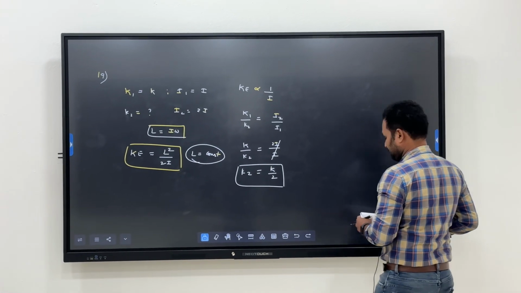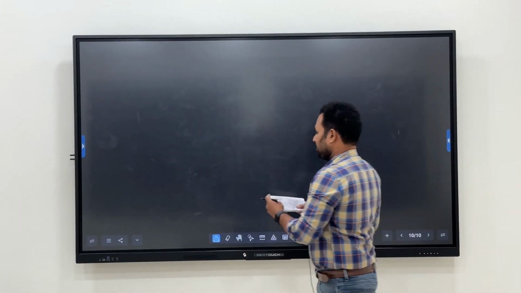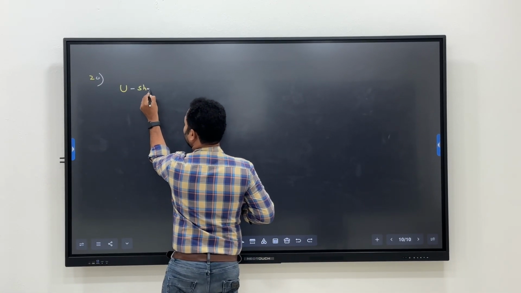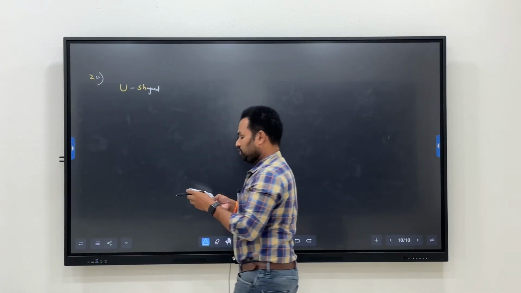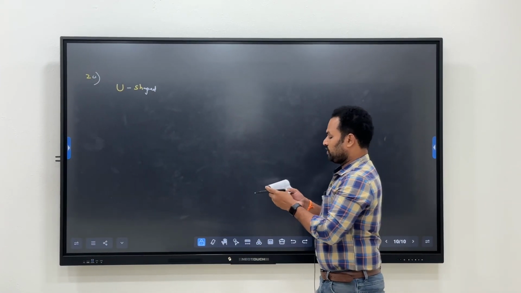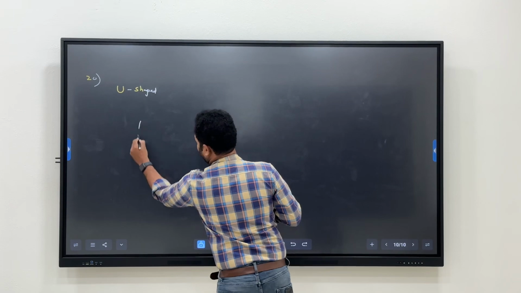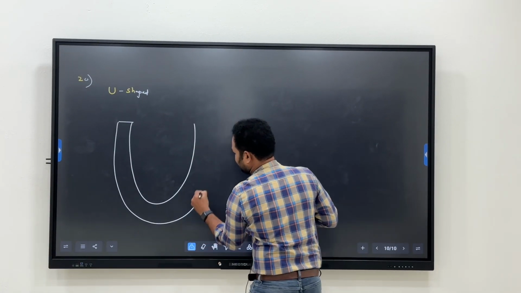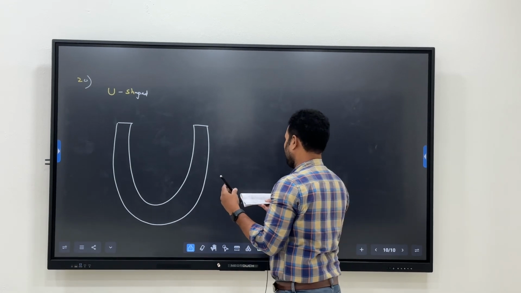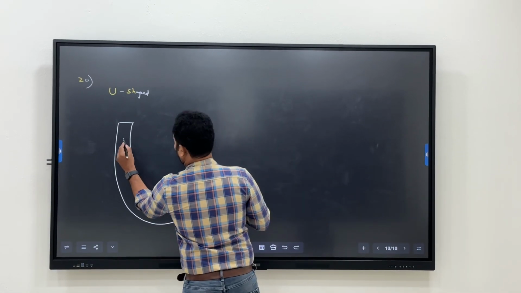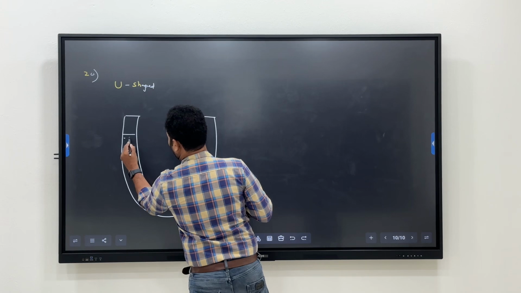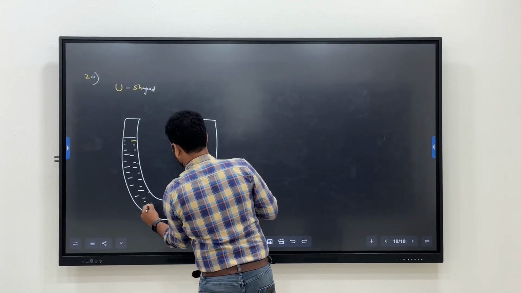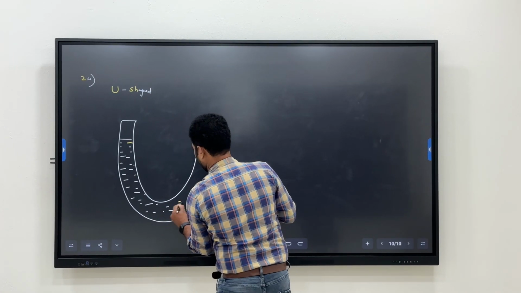Next, one more question. A U-shaped tube has water and mercury. This is a U-shaped tube which has water and mercury, like this they are given. So here the water is at a height h. This is the water. This is the given diagram.